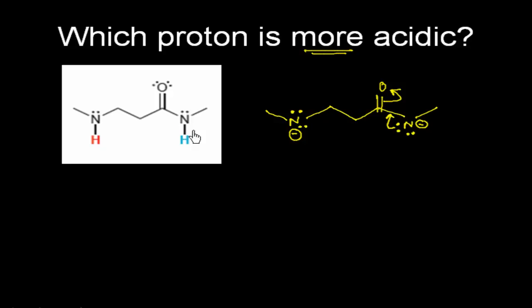So the hydrogen in blue, the hydrogen attached to this nitrogen, is more acidic because the charge is delocalized. In this case the charge is delocalized, but in this case the charge is localized. So I can say this hydrogen is more acidic.